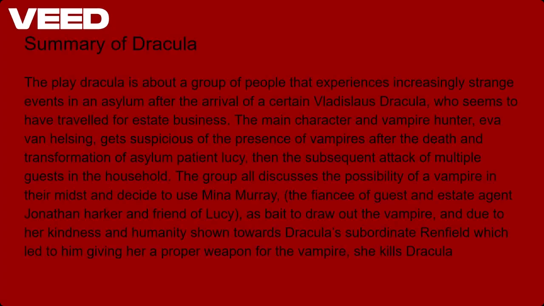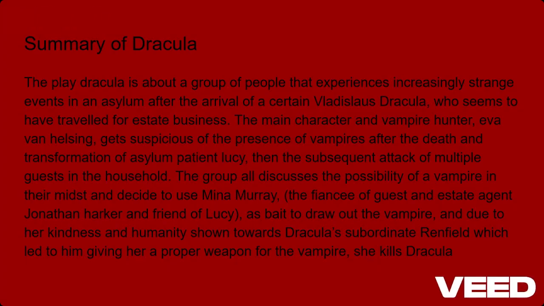The play Dracula is about a group of people that experience increasingly strange events in an asylum after the arrival of a certain Count Dracula, who seems to have traveled for estate business. The main character and vampire hunter, Eva Van Helsing, gets suspicious of the presence of vampires after the death and transformation of a silent patient, Lucy, then the subsequent attack of multiple guests in the household. The group all discusses the possibility of a vampire in their midst and decide to use Mina Murray, who was the fiancée of guest and estate agent Jonathan Harker and a friend of Lucy, as bait to draw out the vampire. And due to her kindness and humility shown towards Dracula's subordinate Renfield, which led to him giving her a proper weapon for the vampire, she kills Dracula.